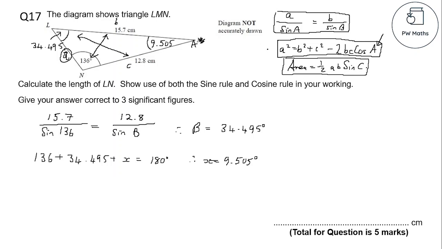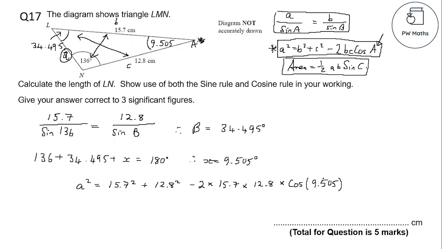A squared, I'm reading from this formula here, A squared equals B, which is 15.7 squared, plus 12.8 squared minus 2 times B, which is 15.7, times C, which is 12.8, times, you don't need the times, but I like to put it there, cos of A, which was the 9.505. And you have the calculator, so tap into it.